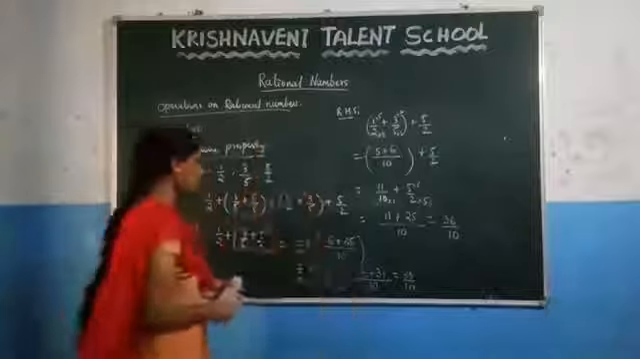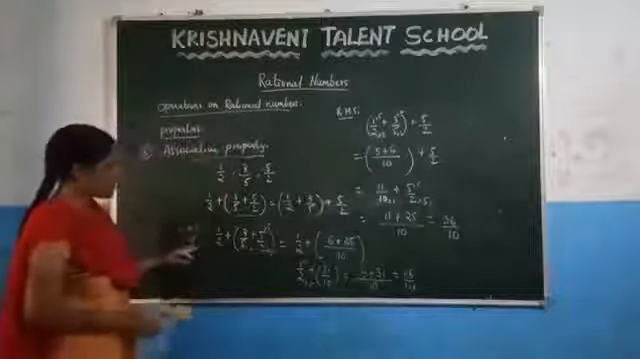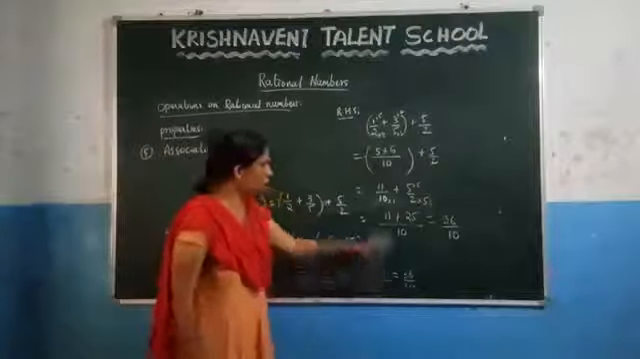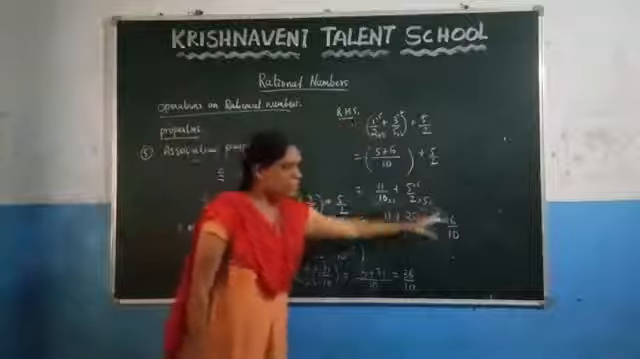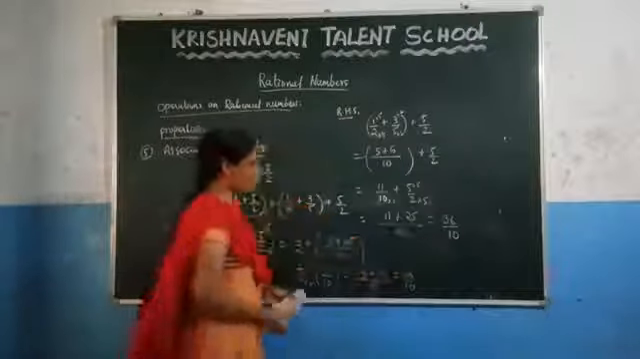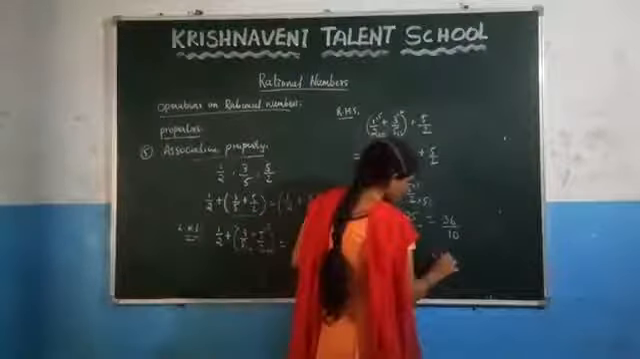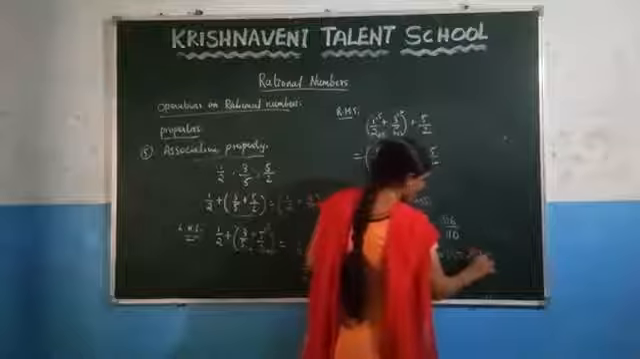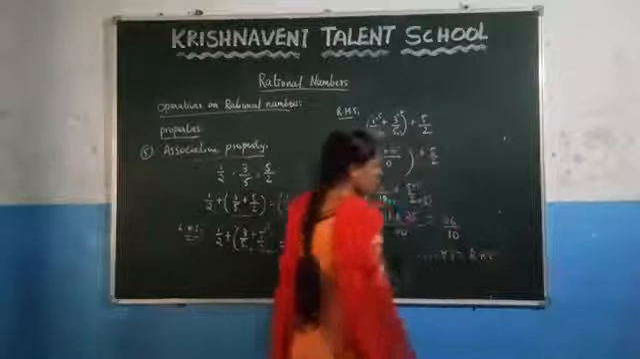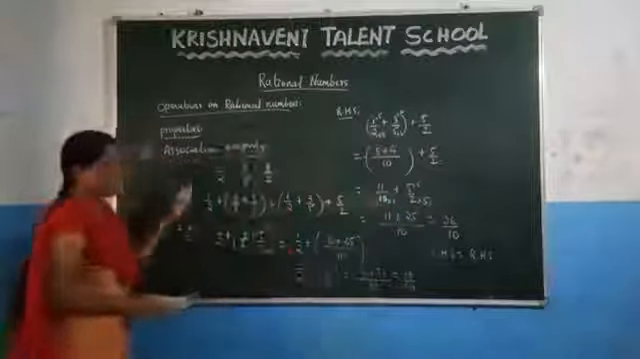Here you can observe that in LHS you are getting the result as 36/10, and in RHS also you are getting the result as 36/10. From this you can write LHS is equal to RHS. This is the associative property under addition.